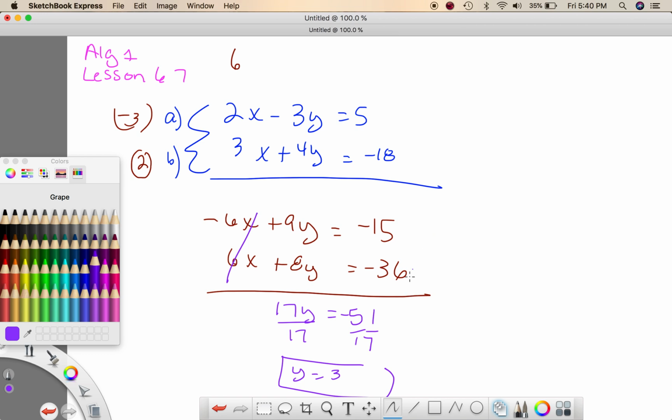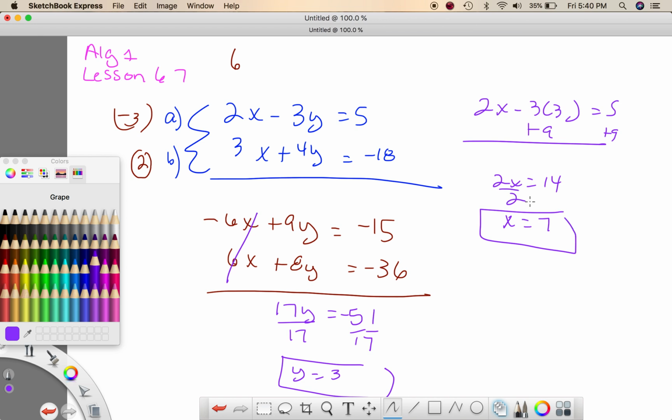Now to find x, I go back and I plug it into one of the equations. So 2x minus 3 times 3 equals 5. This is -9, so I'm going to add 9 to both sides. And I get 2x equals 14, divide by 2, and I get x equals 7. Okay, and my solution, I write it x comma y in coordinate form. That's your solution.